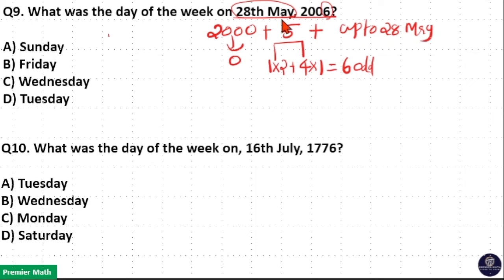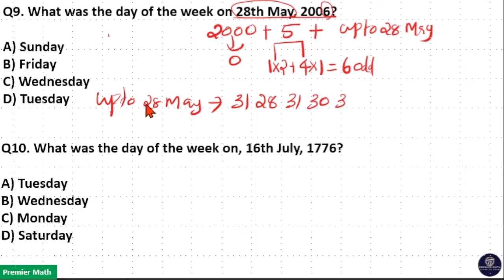That is January 2006 to 28 May. Now, up to 28 May means in January there are 31 days. February 2006 means non-leap year, so 28 days. March 31, April 30, May 31, but May is only up to 28. So 28. Now in 31, 3 odd days, 28, 0 odd days, 31, 3 odd days, 30, 2 odd days, 28, 0 odd days. Total 3 plus 3 plus 2 is 8. 8 by 7 will give you remainder 1.